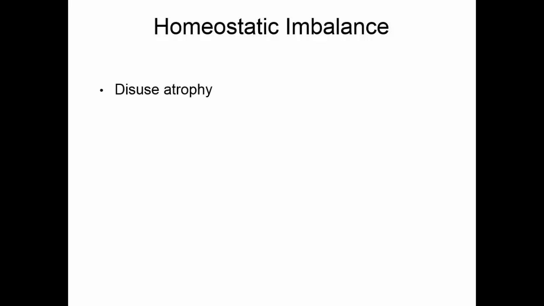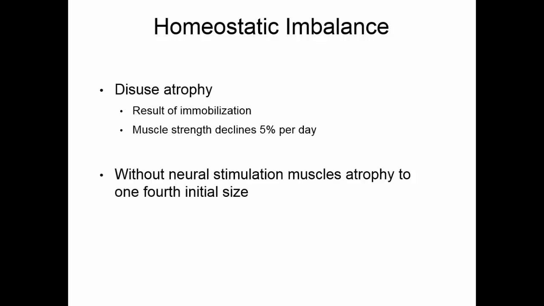Disuse atrophy occurs if the muscle is not used, if the muscle is immobilized. This happens when someone has their arm put in a cast because they've broken a bone. Muscle strength declines 5% for each day the muscle is immobilized. Without neural stimulation, muscle will atrophy to 1/4 of its initial size. It will get that much smaller.